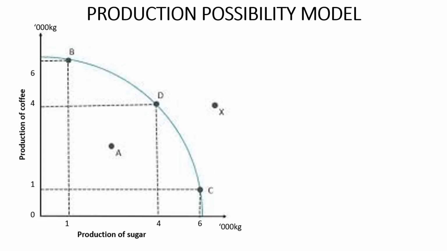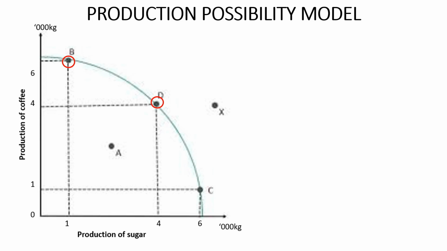sugar and coffee. This graph illustrates all possible combinations in which the two products, in our case, sugar and coffee, could be produced. We call these combinations output combinations. So, for instance, if the country is producing at point B, then it is producing 1,000 kilograms of sugar and 6,000 kilograms of coffee. If the country is producing at point D, then it is producing 4,000 kilograms of sugar and 4,000 kilograms of coffee.